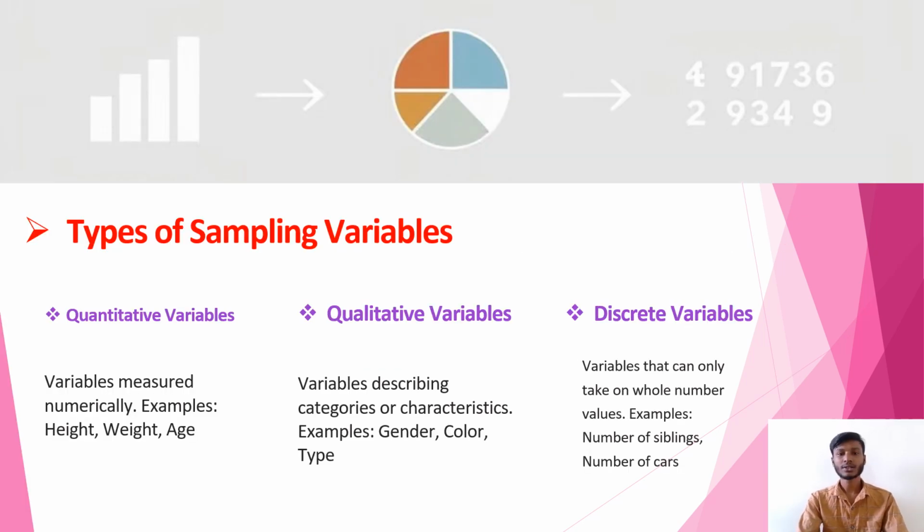Types of variables. Quantitative variables: variables measured numerically. Example: height, weight, age. Qualitative variables: variables describing categories or characteristics. Example: gender, color, type. Discrete variable: a variable that can only take whole number values. Example: number of siblings, number of cars.